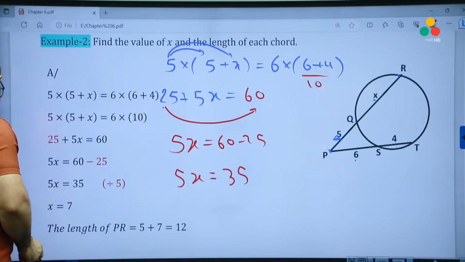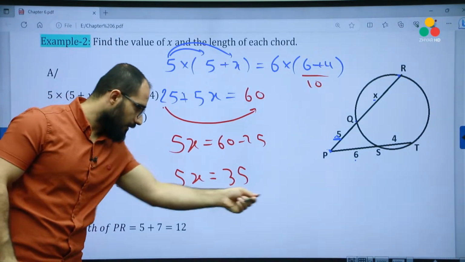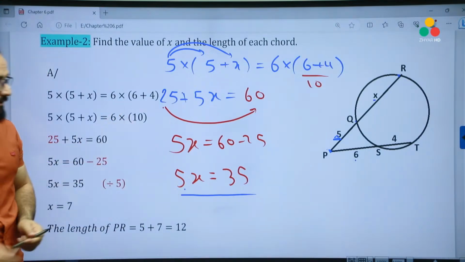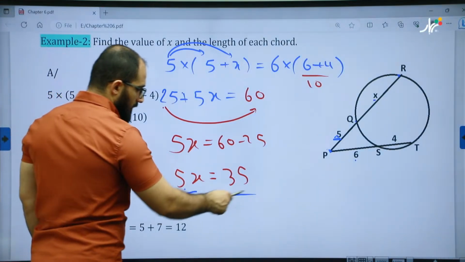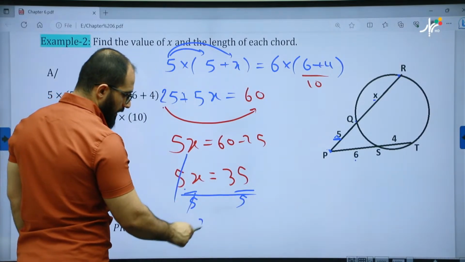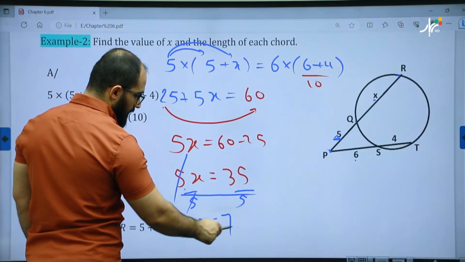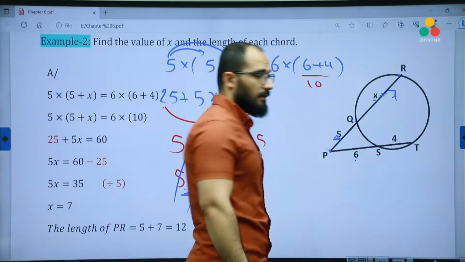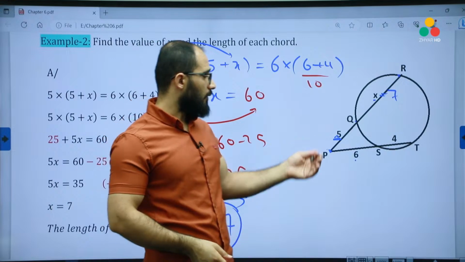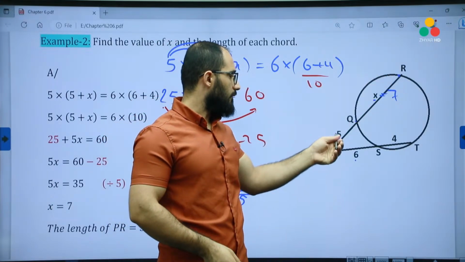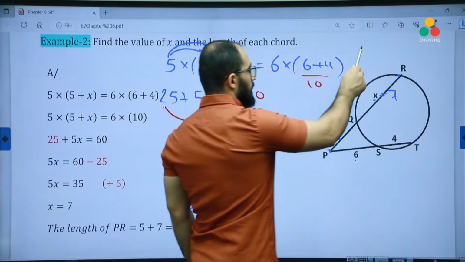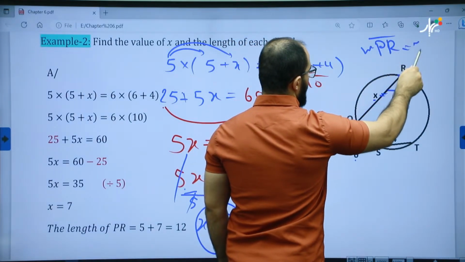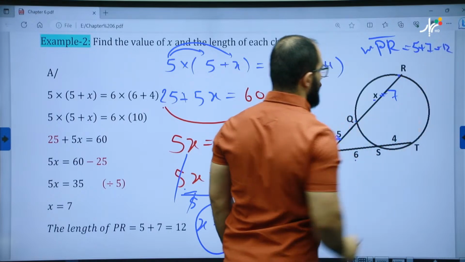Right now we have 5x is equal 35. Because we have 5 with the x, we divide both sides by 5, cancel it. x is equal 35 divided by 5 is equal 7. So the value of x is equal 7. If you want to find the length of PR, then 5 plus 7, measure of PR is equal 5 plus 7, and it is 12.